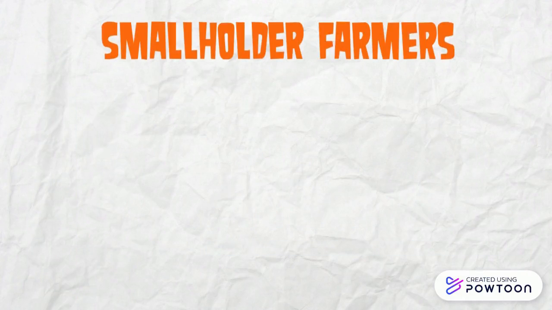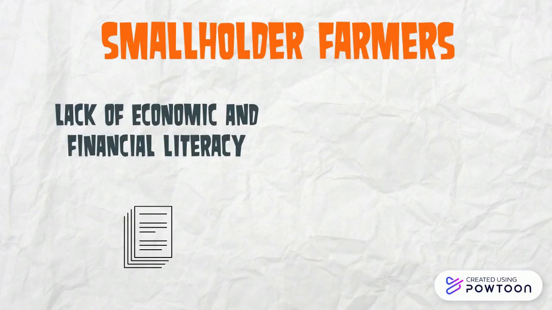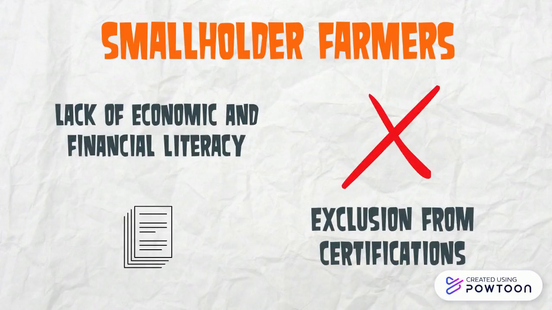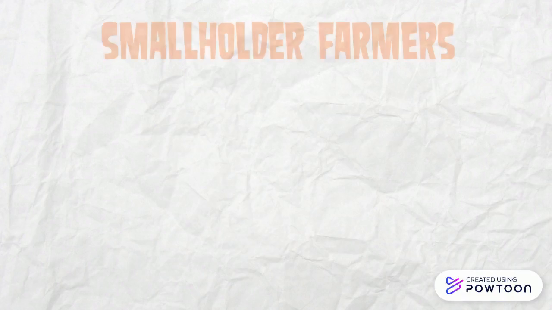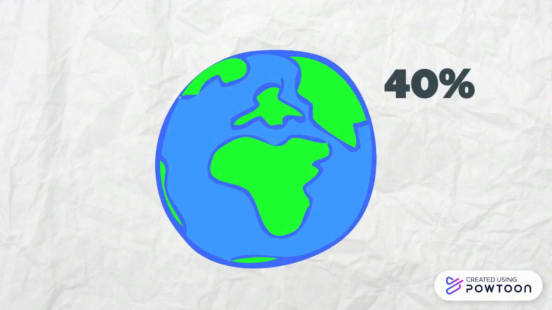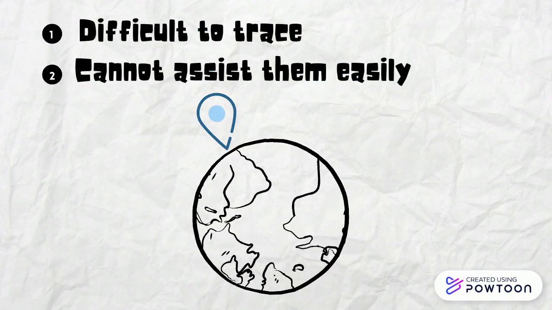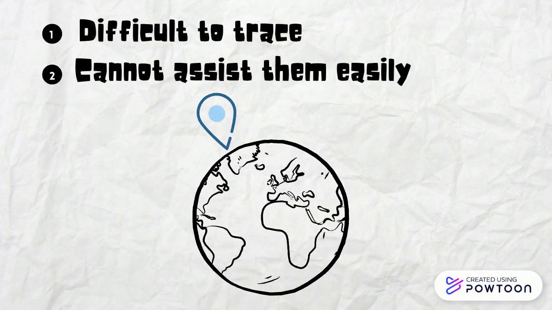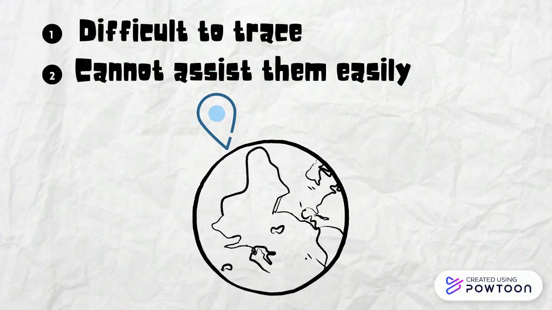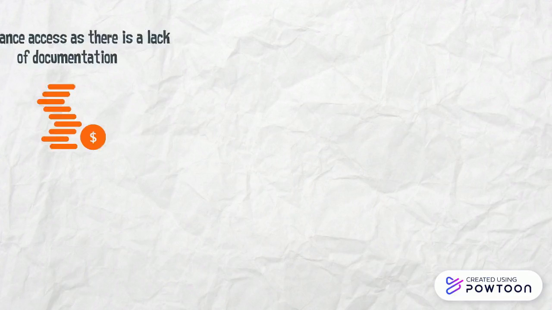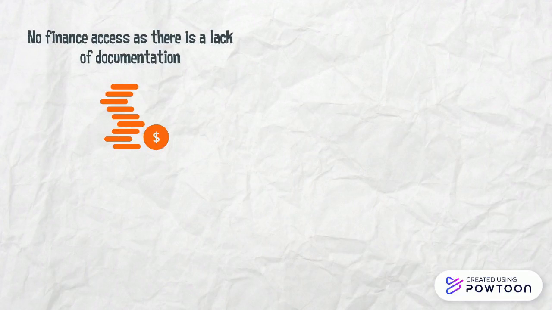A lack of economic and financial literacy among smallholder farmers leads to their exclusion from any international sustainable sourcing certifications. They are key drivers in the production of palm oil, producing 40% of the global total. Smallholder farmers being difficult to trace along the supply chain means companies struggle to assist them in meeting sustainability requirements. Independent smallholders also cannot access finance for intensification due to lack of documentation.